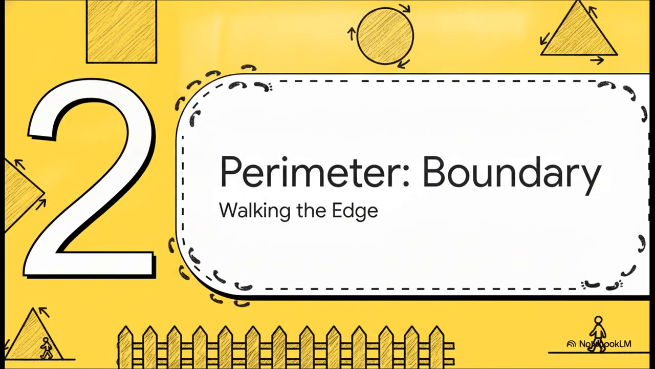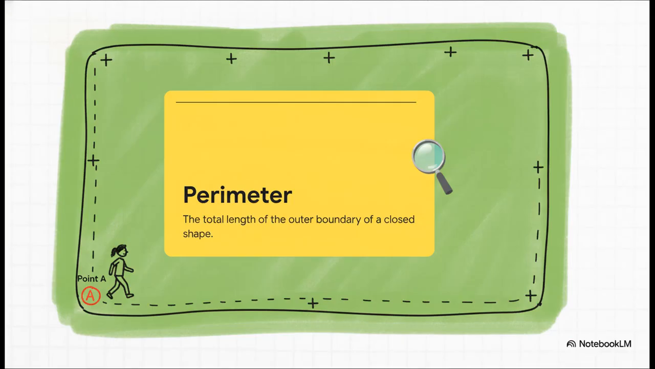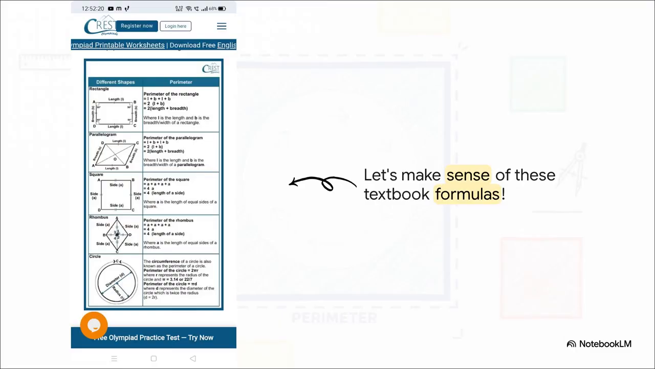Moving right along to section 2, perimeter, or as I like to call it, walking the edge. The absolute simplest way to define perimeter is that it's the total length of the outer boundary of any closed shape. I want you to imagine you are standing right at the corner of a park. Let's call that point A. If you walk along the edge of the park, tracing the entire boundary, step by step, until you arrive exactly back at point A, the total distance you just walked is the perimeter. You are literally just adding up the lengths of all the sides. That's it.